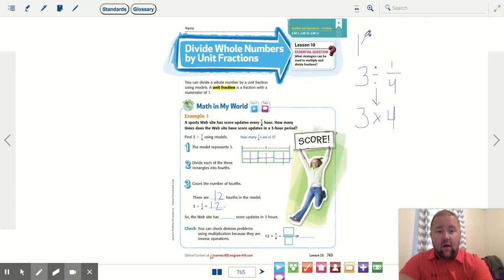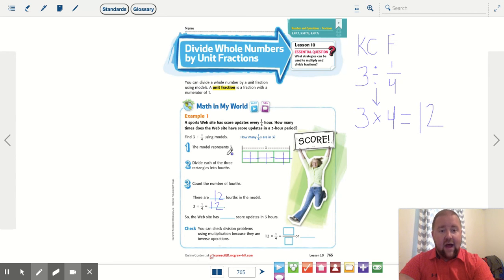We keep our first fraction the same. We're changing the sign to a multiplication sign, and then we are flipping. We're taking the reciprocal of 1/4, which is 4/1, which is just 4 wholes. So we flip 1/4 so that the 4 is on top and the 1 is on the bottom, and that gives us 4 wholes. So that's where the quick and easy way to do division with fractions lies: keeping the first fraction, changing your sign to a multiplication sign, and flipping your second fraction to look at the reciprocal.